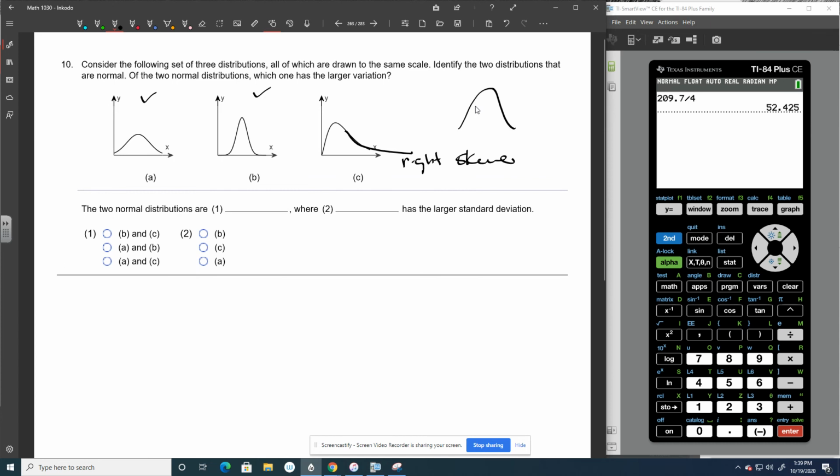Now, A and B are the normal distributions, but the larger variation would be A. It has the larger variation because the data is more spread out. They're both normal. This one just has a larger variation because the data is spread out more. This one, the data is clumped a lot closer together in the middle around that average.